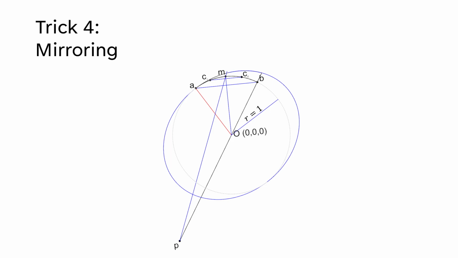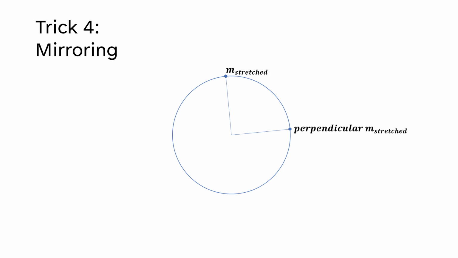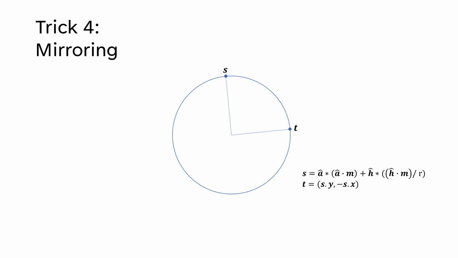The fourth trick relies on the stretching. When we have stretched everything, we can draw a line from the stretched M to the origin. To get a second point, we can mirror our point along that line. Let's call our stretched M S and the point perpendicular to that T. Here's how we get those points. We already explained how to calculate these points.